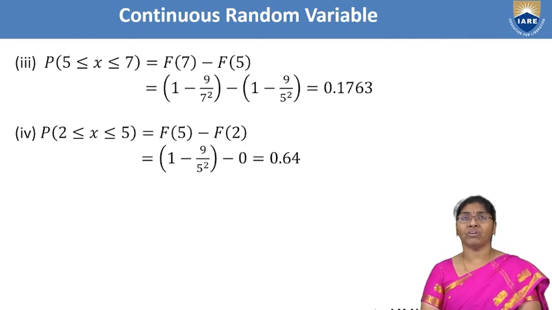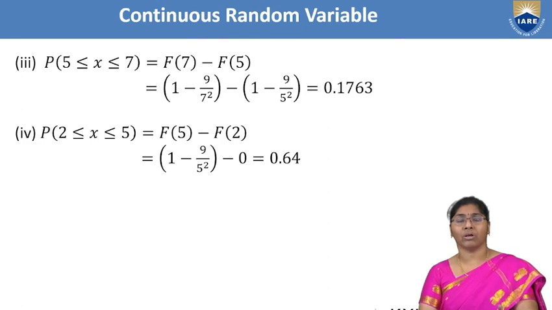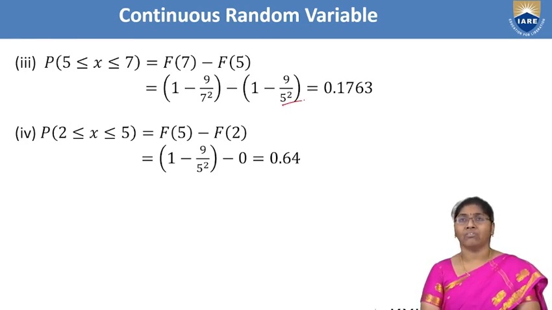Next, in between 5 and 7. Here we use the property of continuous random variables: F of b minus F of a, where b is 7 and a is 5. F of 7 minus F of 5. Here we must remember that capital F means cumulative. So 1 minus 9 by 7 square, and similarly 1 minus 9 by 5 square, where x is 5. The total value is 0.1763.